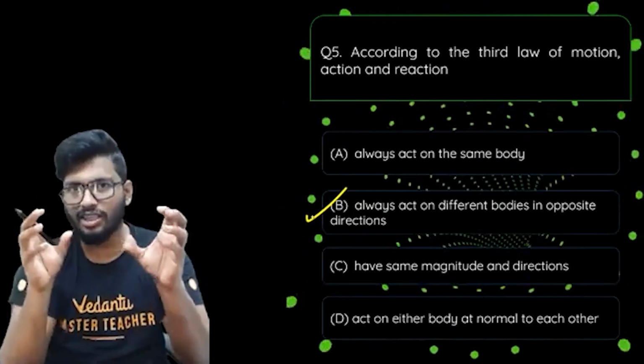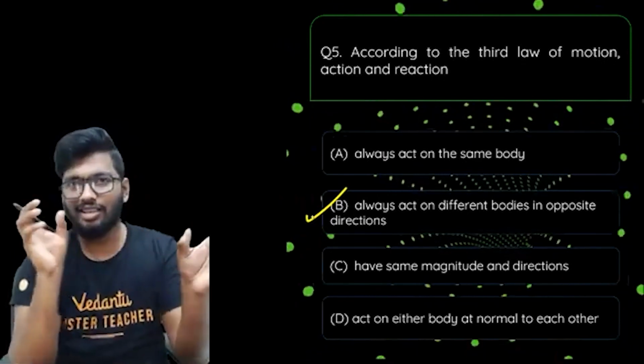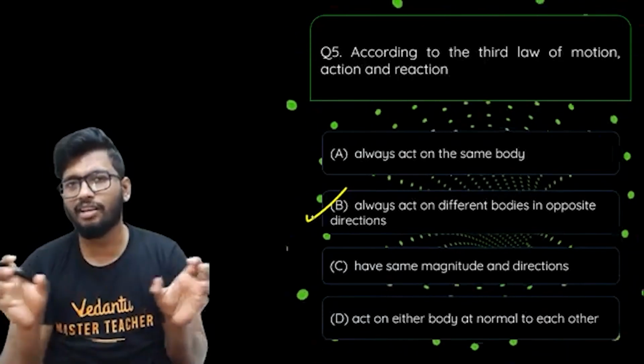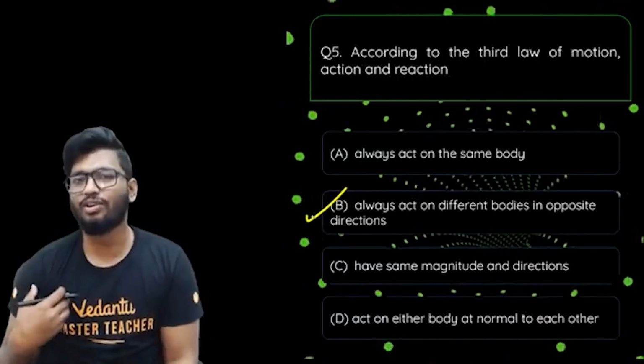So there are two different objects which are in contact with each other. There's one action force, there's one reaction force, which are opposite in direction but equal in magnitude, and that is what causes the ball to come back to you.